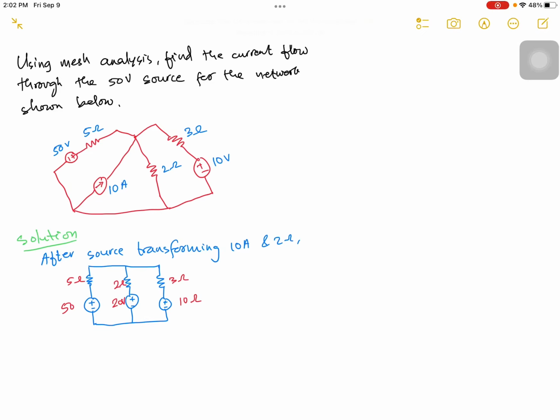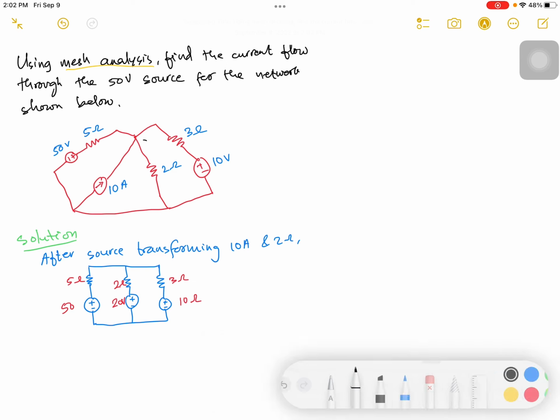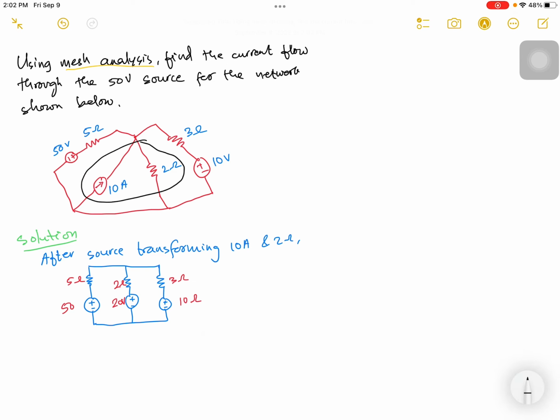In this network, we have to solve using the mesh analysis as per the question. The first step is we can simplify the network by using the source transformation. When you use the source transformation, we can reduce the network. This 10 ampere and 2 ohms can be replaced by this branch of the circuit elements.